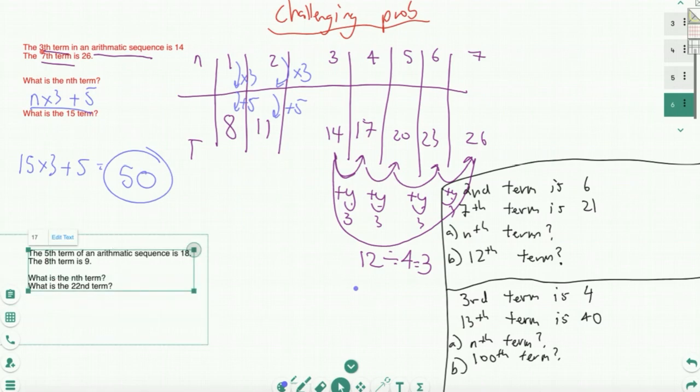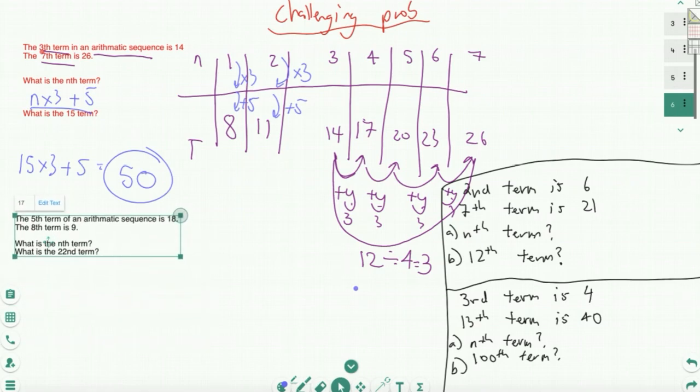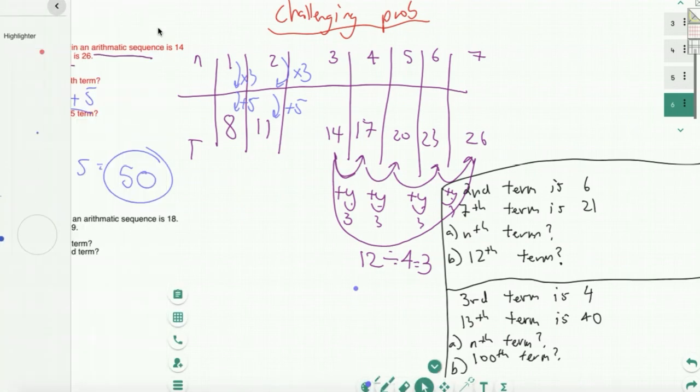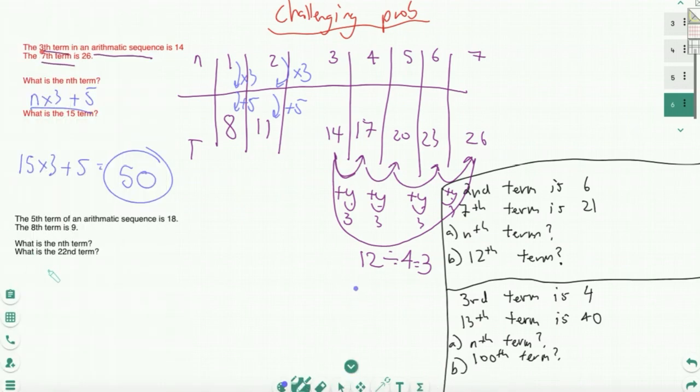Next one. The fifth term of an arithmetic sequence is 18. The eighth term is 9. What is the nth term? So same thing. Let's just draw our table out and fill in the blanks. That's the tip. Just draw your table out and fill in what you know. Don't do nothing. Draw your table out.